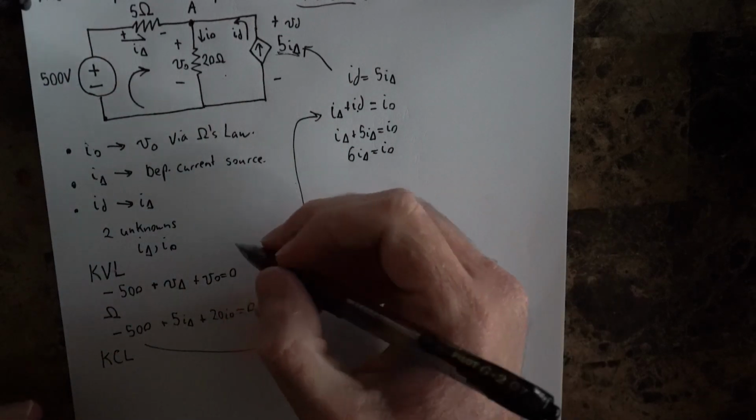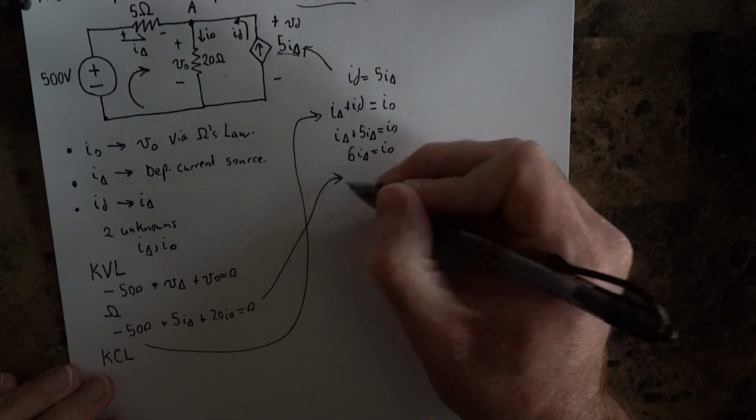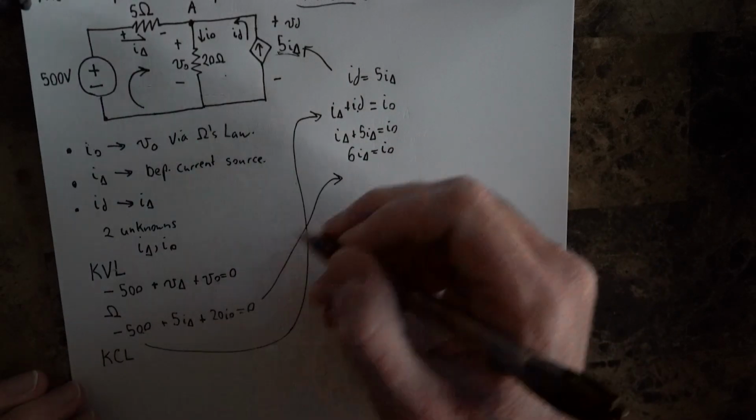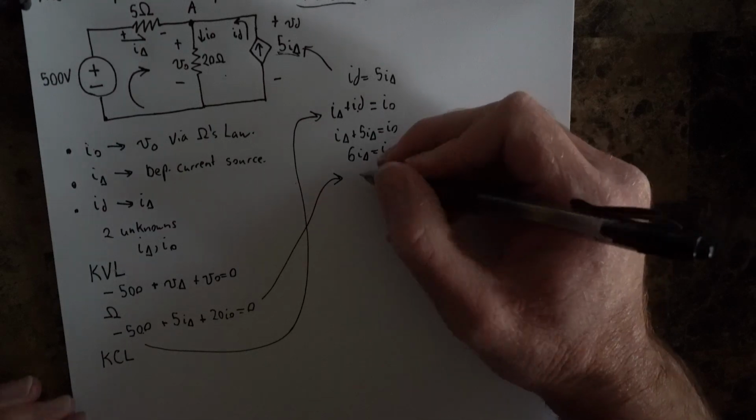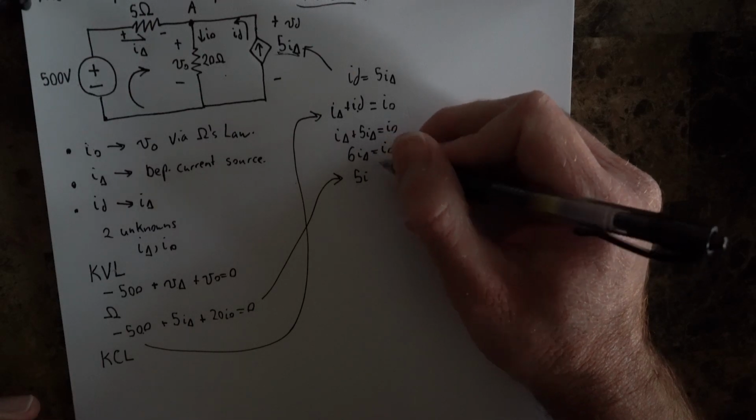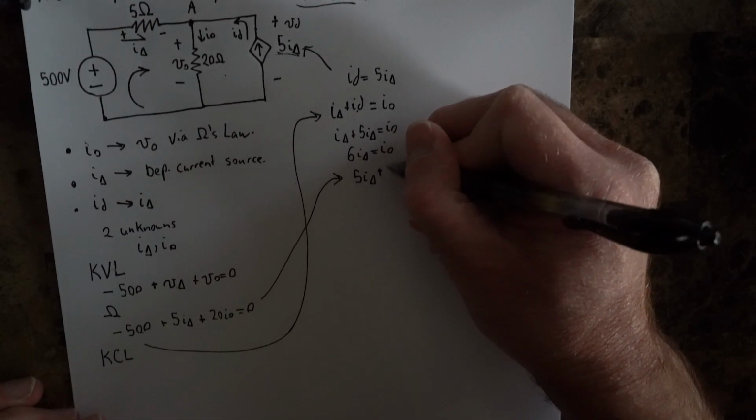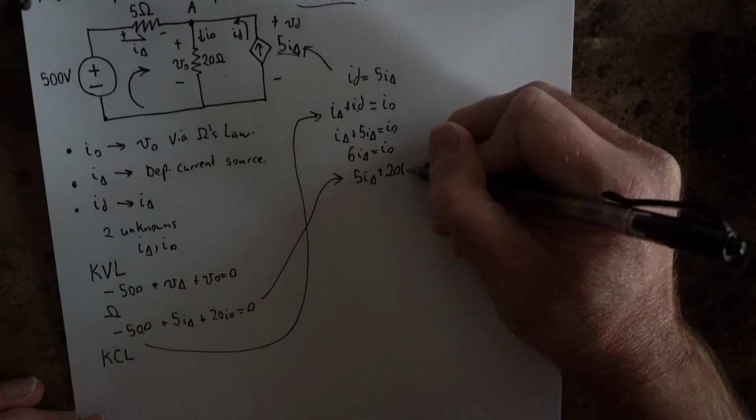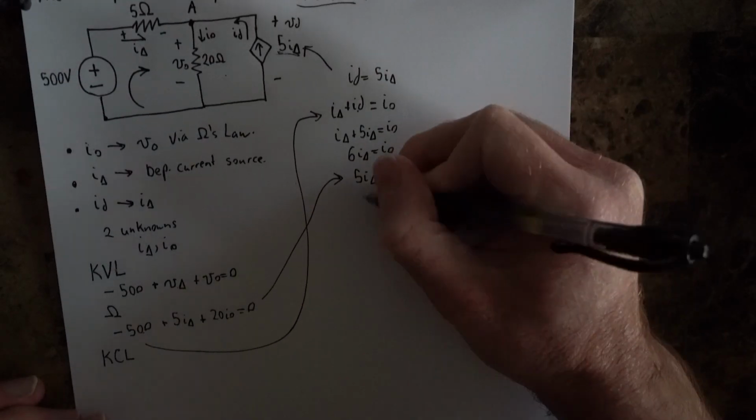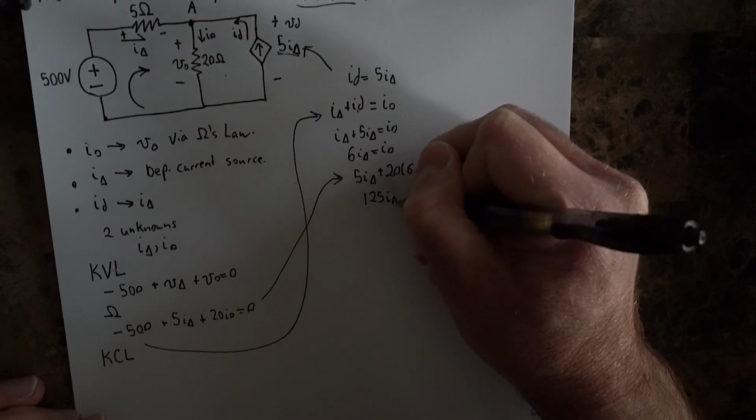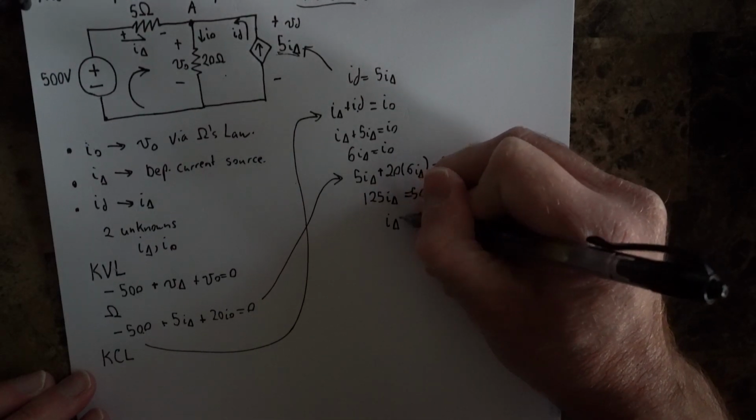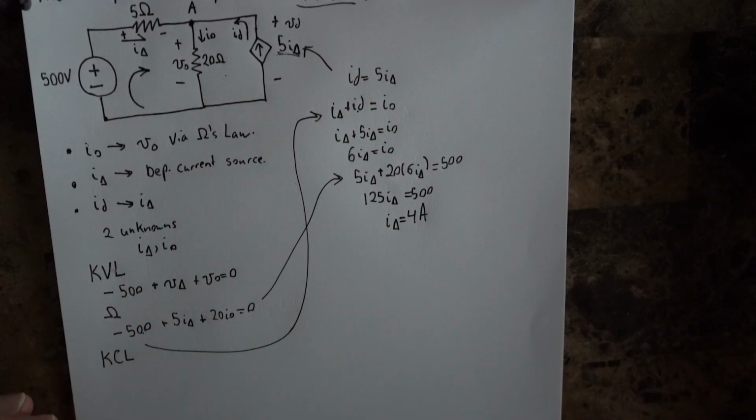Okay, so now let's go back to our KVL equation and solve for that other unknown. I'll move this 500 again over to the other side, so that we have 5I delta plus 20 times 6I delta must be equal to 500. Simplifying this gets us 125 I delta equals 500. Then I delta is equal to 4 amps.